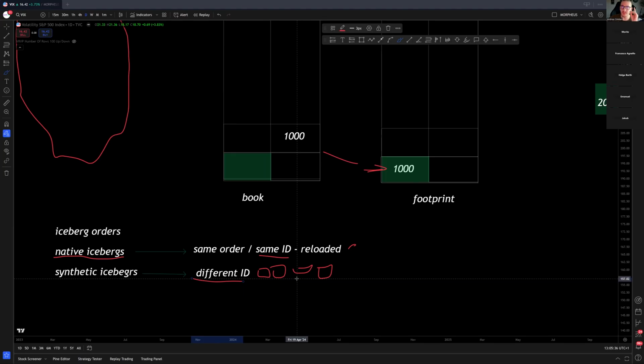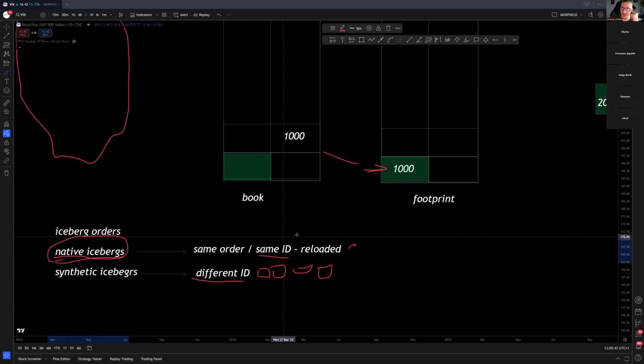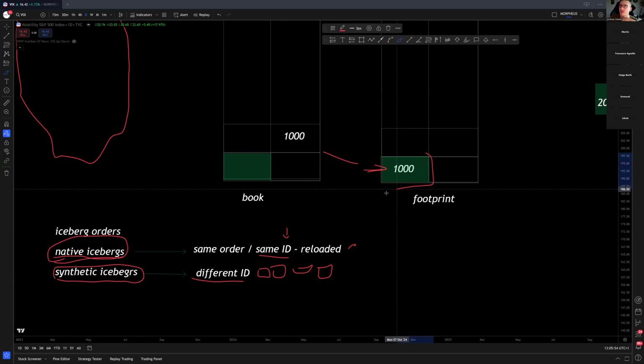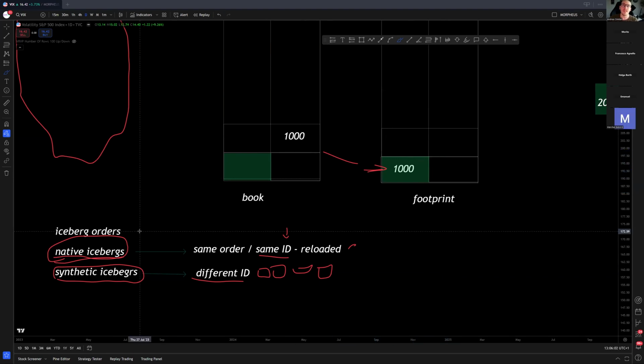Is that clear? So with a native iceberg, people can see you and can be 100% sure, with numbers, with ID, with MBO data, that it's you and it's a real iceberg. With synthetic icebergs, they might see it at the end of the day because you can see them in the footprints. There's a huge amount of orders. Okay, that was an iceberg. But with native icebergs, we can be sure thanks to the order ID. With synthetic icebergs, we might not be sure until the very end of the iceberg.